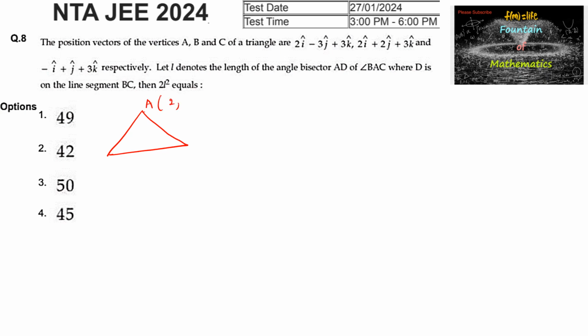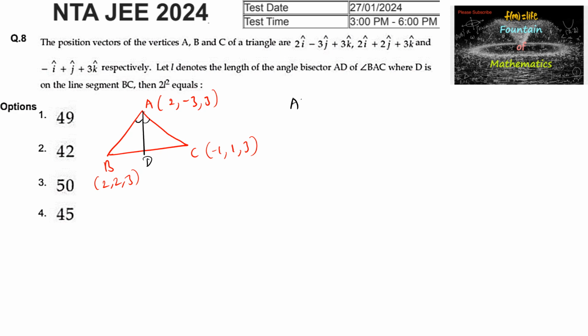A is given 2, -3, 3, that is 2i - 3j + 3k, and B is given 2i + 2j + 3k, that is 2, 2, 3, and C is given -1, 1, 3, that is -i + j + 3k. And now if L denotes the length of angular bisector AD, where D is on the line segment BC, then 2L square equals to.